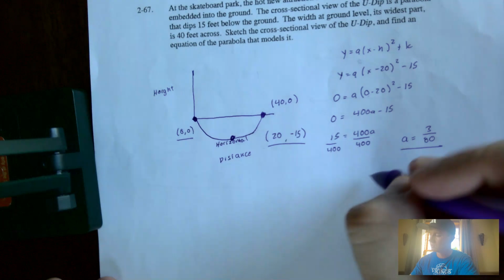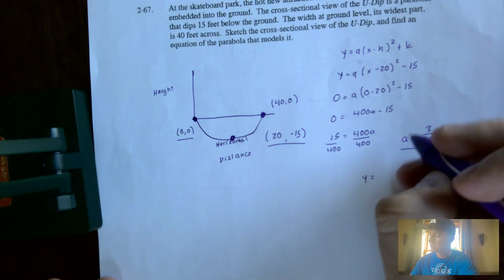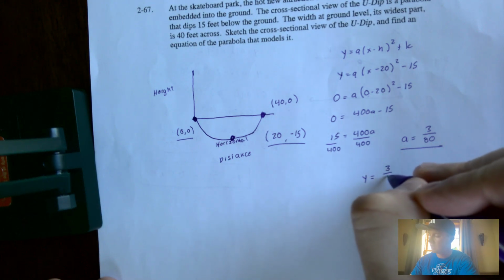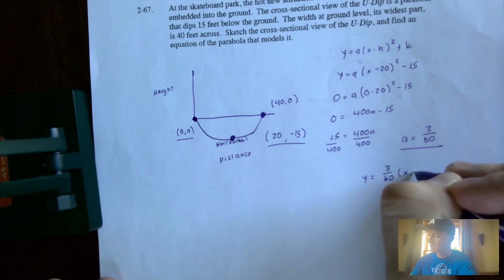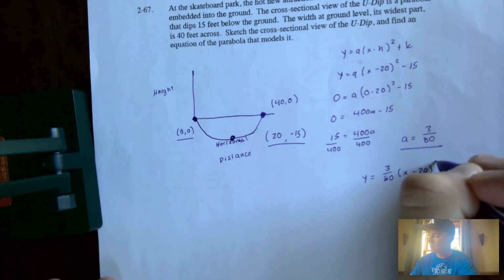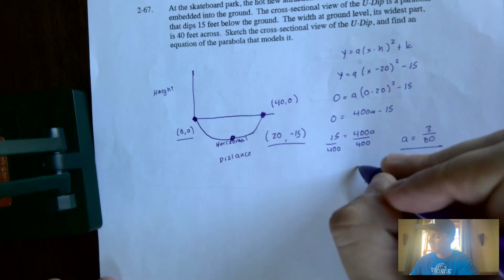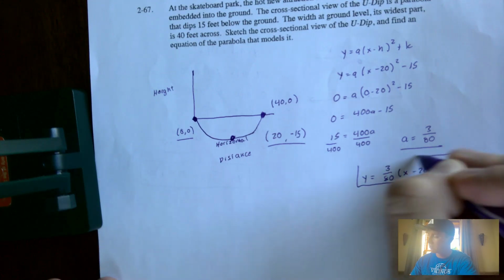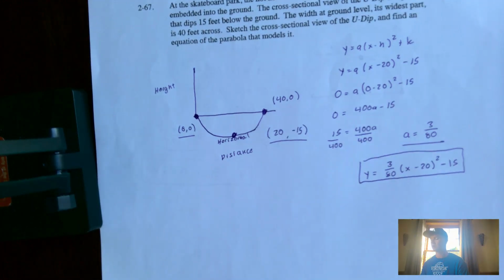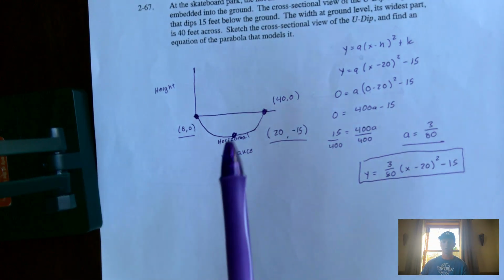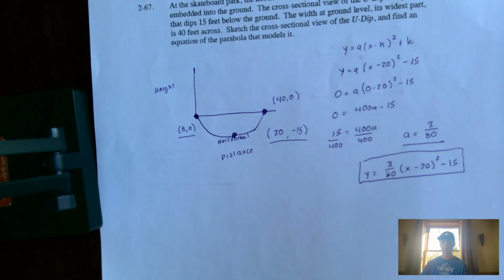Last but not least, we write it out in vertex form. So y is equal to 3 over 80, parentheses x minus 20, quantity squared, minus 15, and we get our final form. Since the a value is positive and the parabola is opening up, we know we did it correctly.